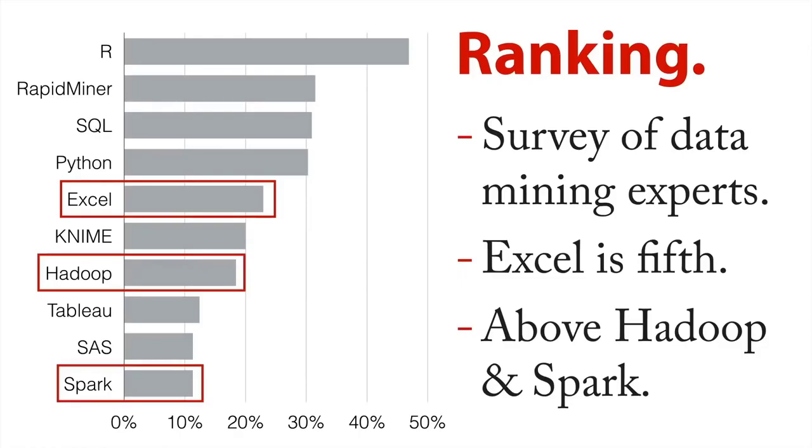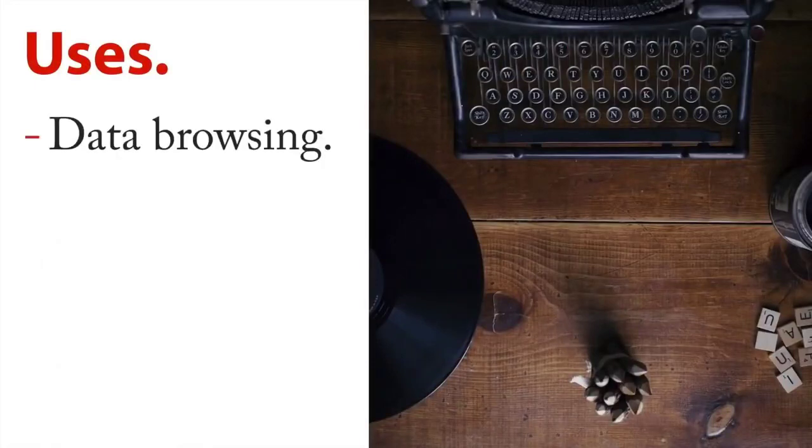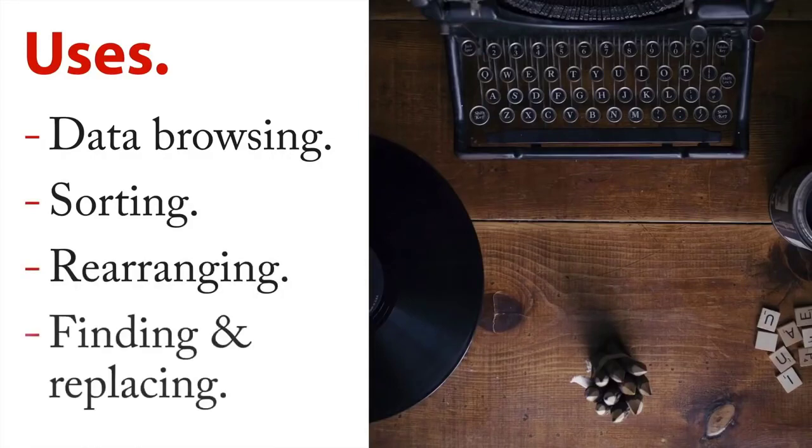Now, since we're going to the low-tech end of things, let's talk about some of the things that you can do with a spreadsheet. Number one, they're really good for data browsing. You actually get to see all of the data in front of you, which isn't true if you're doing something like R or Python. They're really good for sorting data: sort by this column, then this column, then this column. They're really good for rearranging columns and cells and moving things around. They're good for finding and replacing and seeing what happened so you know that it worked right.